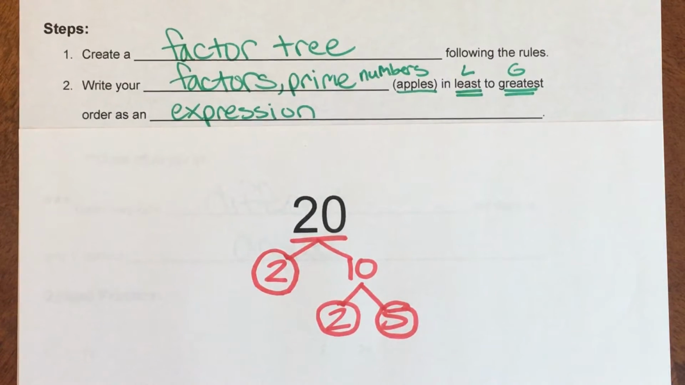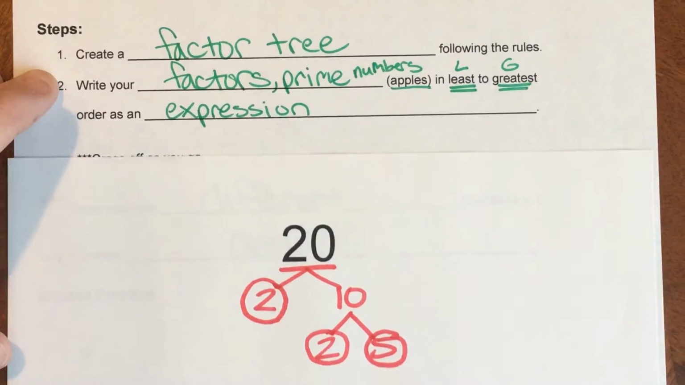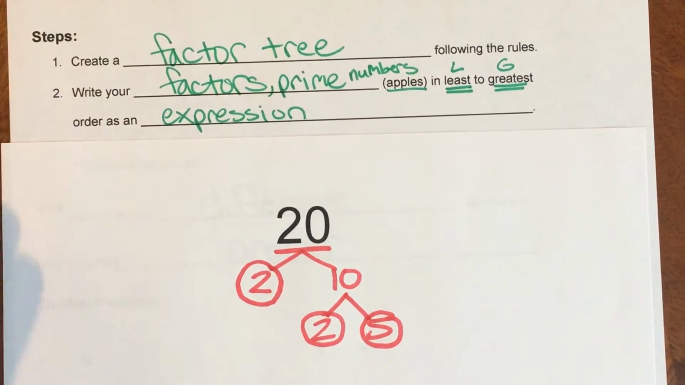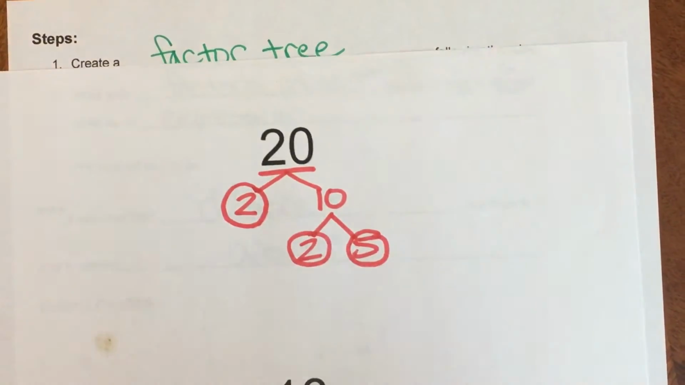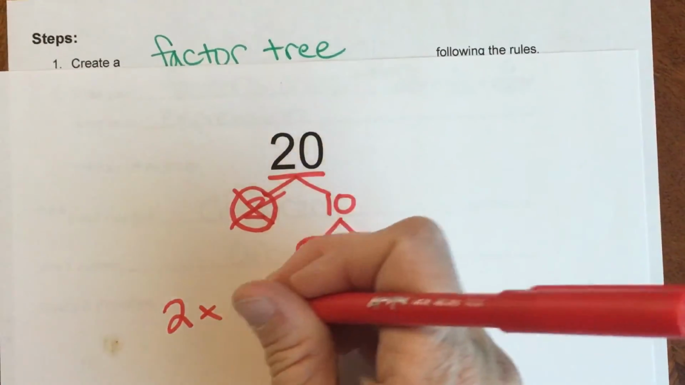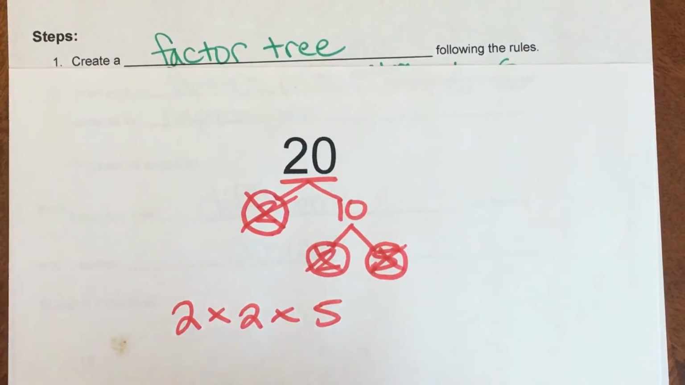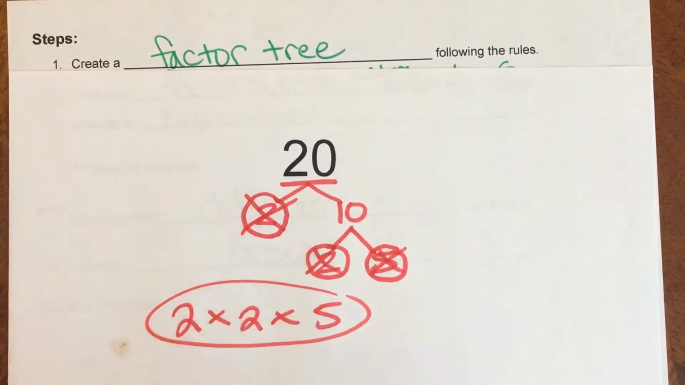Write my factors or prime numbers or apples in least to greatest, crossing off as you go was my hint. Remember that little cross off as you go? As an expression, so I'm going to have 2 times 2 times 5. And that is my answer.